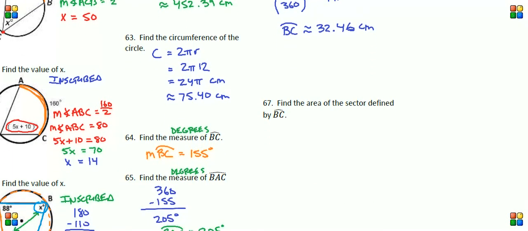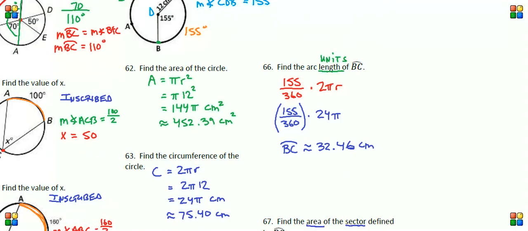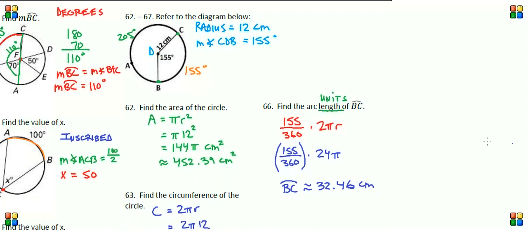Question number 67. Find the area of the sector defined by arc BC. Area of a sector. So now, instead of looking at the question like number 66, which is what is the length of this portion of the circumference, they're asking us the question, how much of the circle is represented by this area right here? I can go ahead and just highlight that so you guys can see. They're asking us how much is this area.